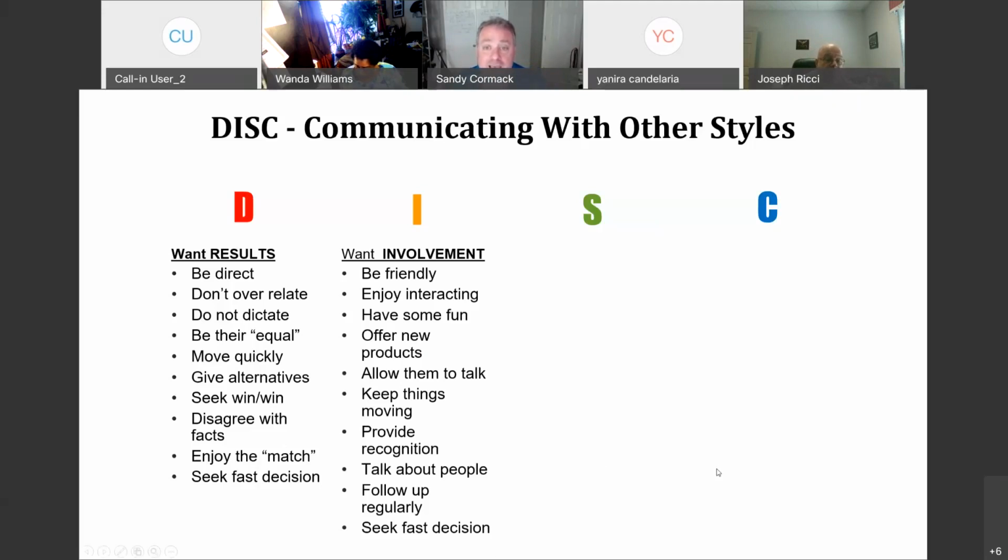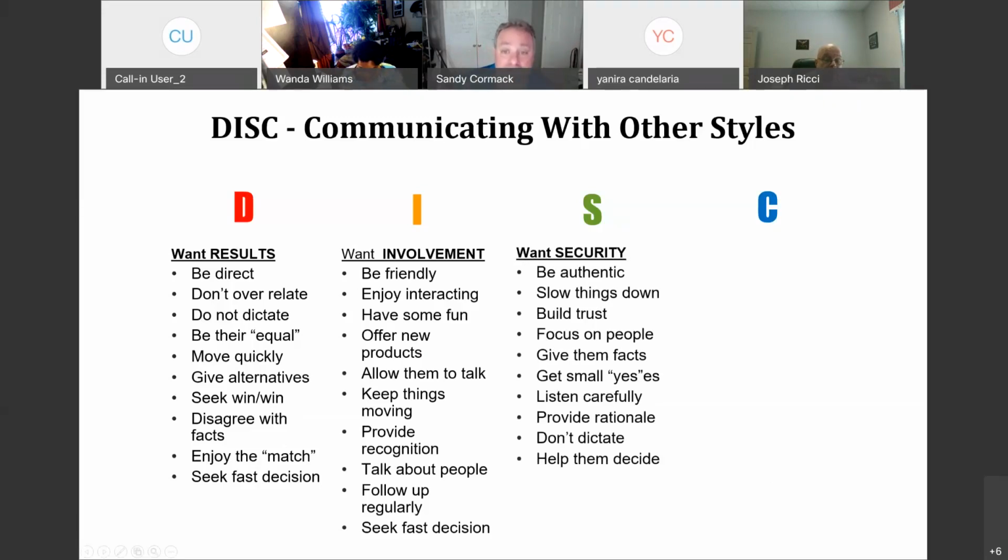And as we move now to the S, you want to be authentic, slow your pace down. Remember, high S's tend to like things at a slower pace. You need to build trust. Again, focus on the impact on people. Get to small yeses. If you're asking them to make a big change, you're probably not going to get there very easily unless you give them some incremental steps that get you there. So get to the small yeses. Listen to them very carefully. You might need to draw them out because remember, high S's tend to be more introverted. And then help them decide, sort of be a partner with them.